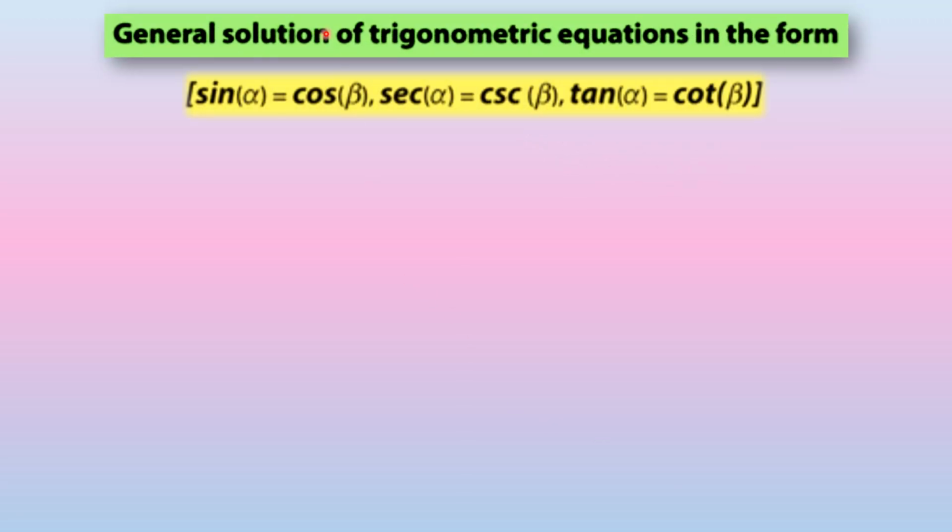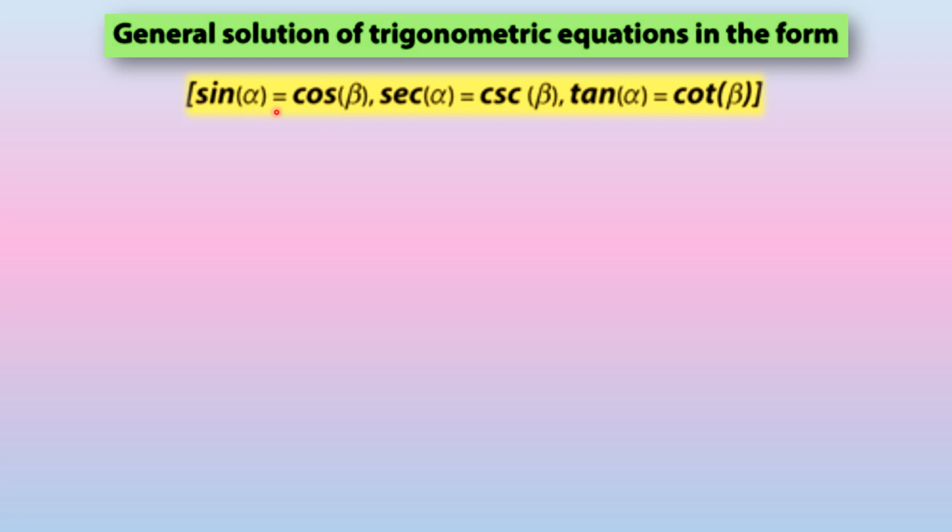This is the general solution of trigonometrical equations in the form sine alpha equals cosine theta, sec alpha equals cosec theta, tan alpha equals cotan theta. Again, what are alpha and theta? Alpha and theta are two angles, for example x and y, A and B, y and z. So it's just simple for angles.